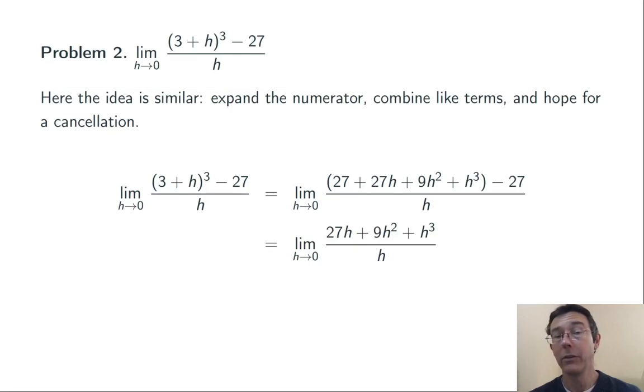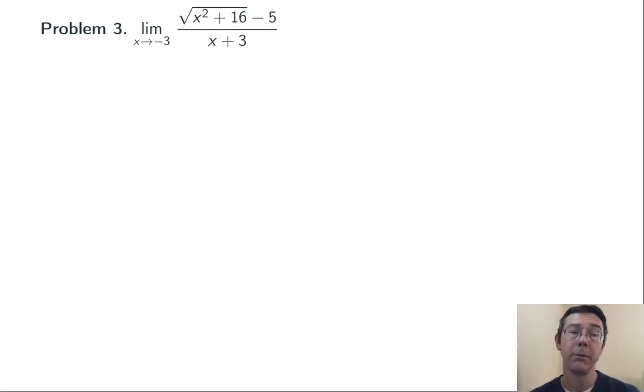The 27's cancel, and now the numerator has 3 terms, all with h's. Factor out that h, cancel with the h in the denominator, and I'm left with 27 plus 9h plus h squared. Now as h goes to 0, I just get 27. By the way, notice that the first few steps of this problem I was just doing algebra, not even touching the limit. But I was careful to copy down limit h going to 0 every time so that I didn't forget to evaluate that limit at the end. Common mistake to make.